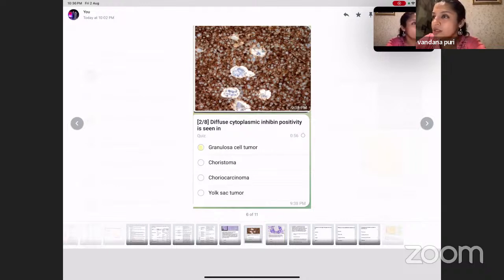Choriocarcinomas are associated with syncytiotrophoblasts, cytotrophoblasts and extensive necrosis. Apart from that morphology, you have to remember that choriocarcinoma in males is a tumor which usually does not present with a testicular lump. So remember, the testicular tumor in males that does not present with a lump is choriocarcinoma.